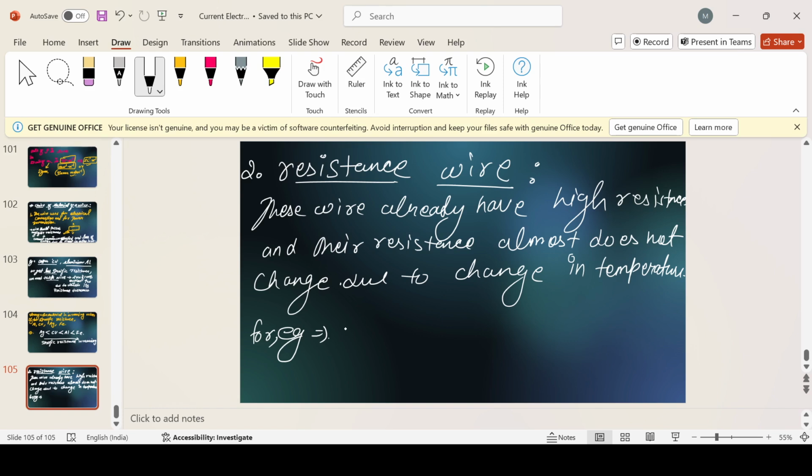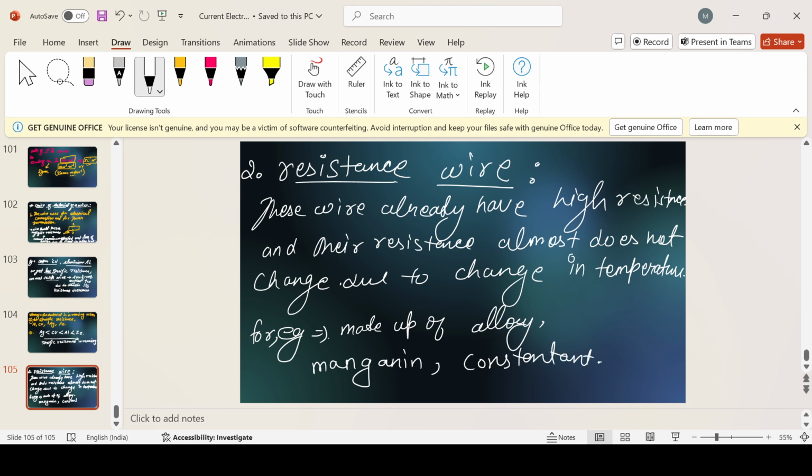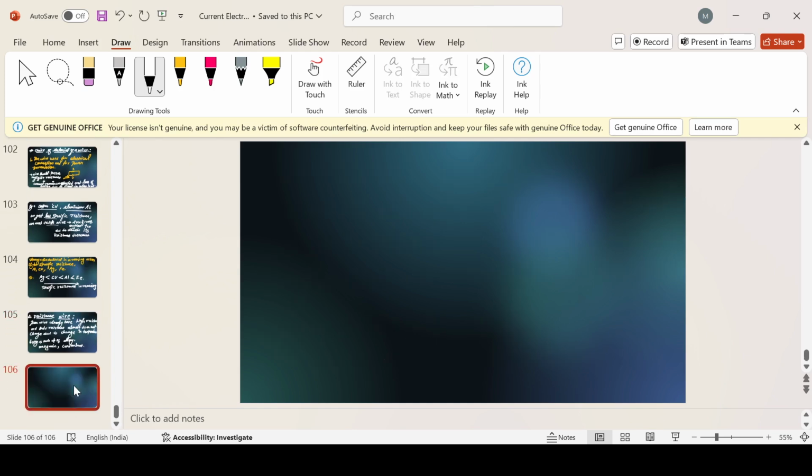तो ये मोस्टली मेड अप ऑफ alloy होते हैं. टू और मोर मेटल्स और वन मेटल वन नॉन मेटल को ऐड करके जो बनाया जाता है, दैट इज द alloy. Examples are manganin, constantan. Now, these have high specific resistance. See, the resistivity is more. So they have high specific resistance.